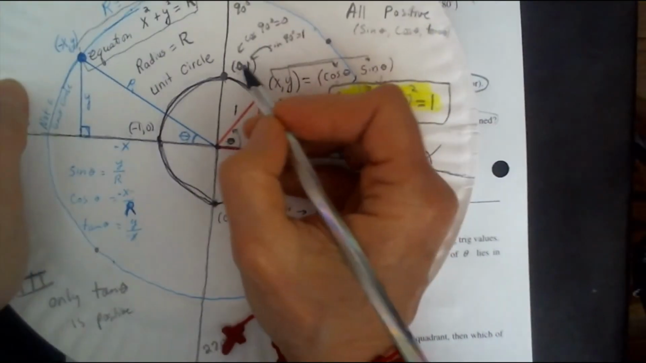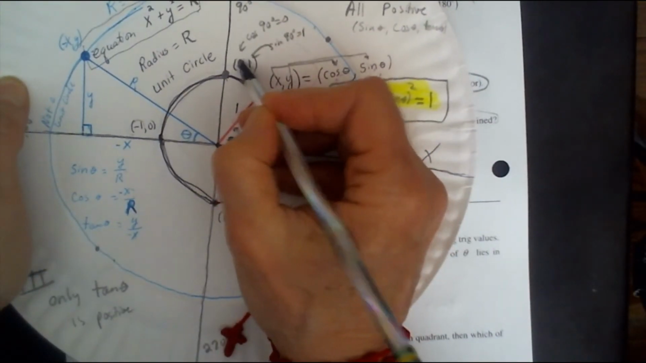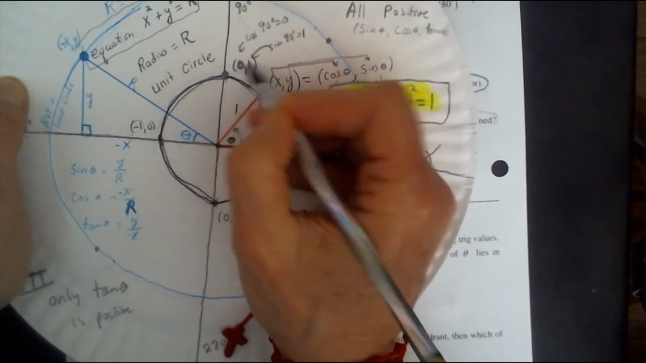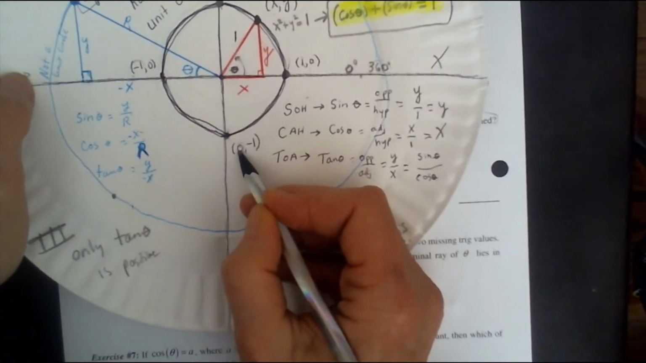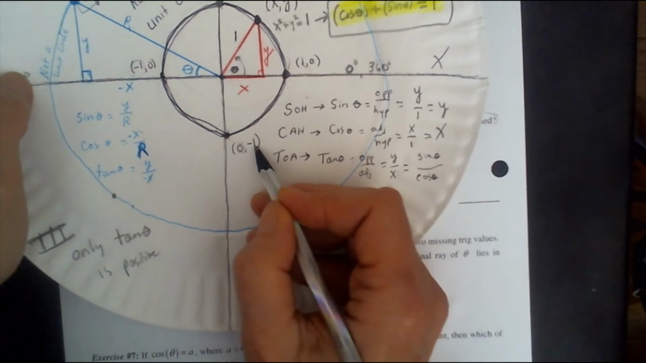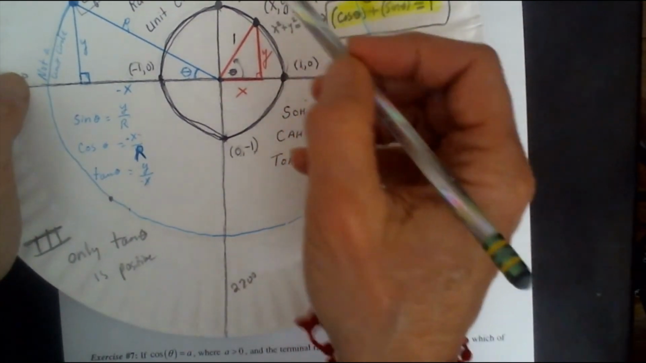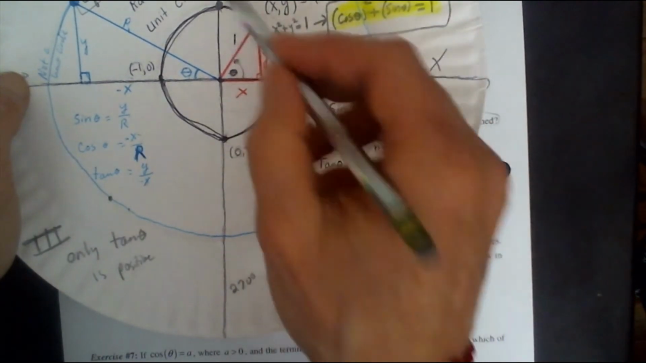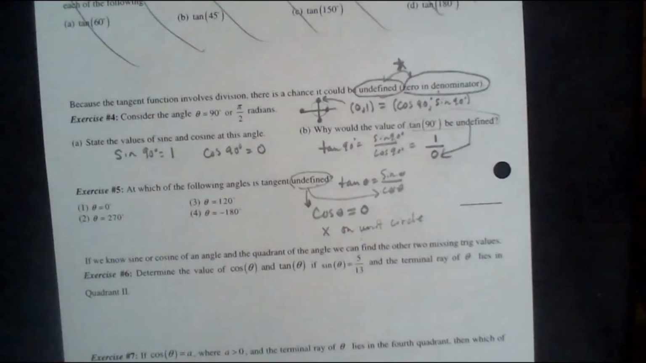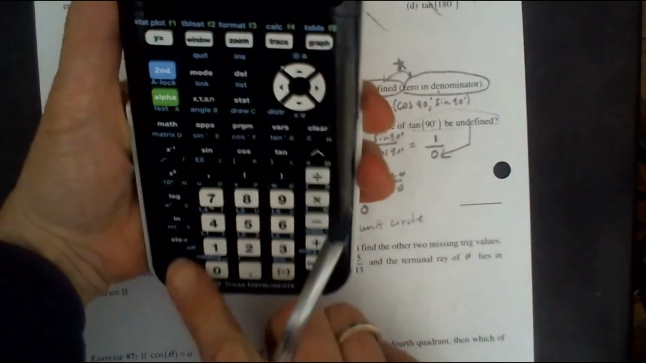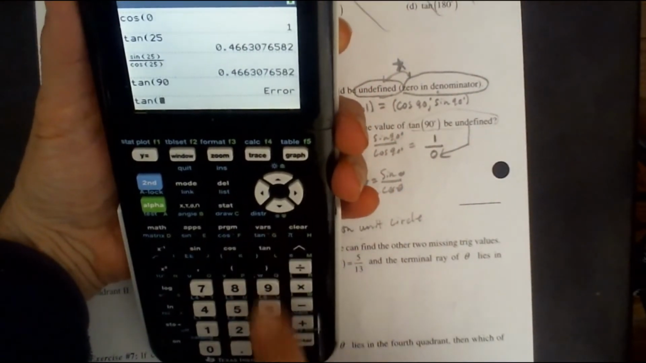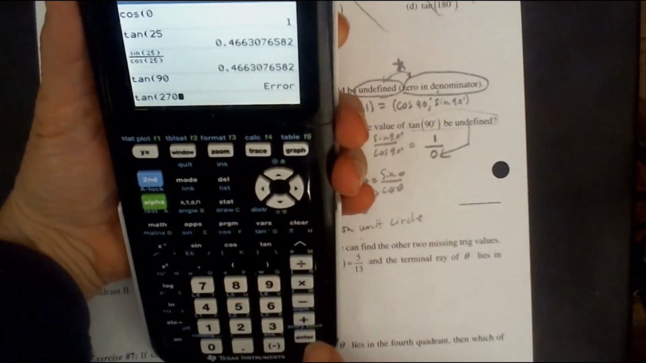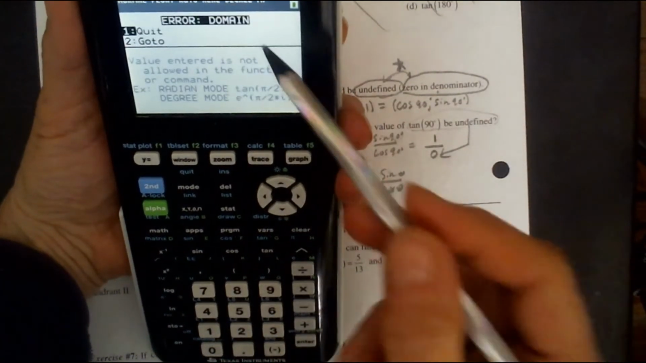Well, there are two spots. Right up here on 90 degrees, the x is 0 and the y is 1. And down here on 270 degrees, the x is 0 and the y is negative 1. So the cosine being 0 in these places would make the tangent undefined. And you can also take your calculator out and try to do the tangent of 270 degrees, and you'll see, again, you'll get another error.